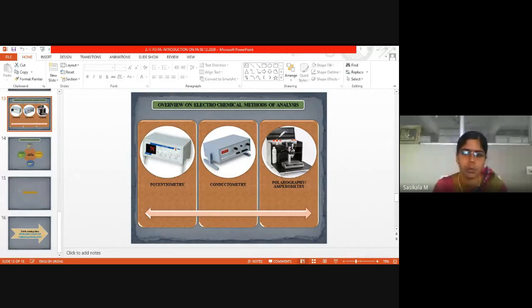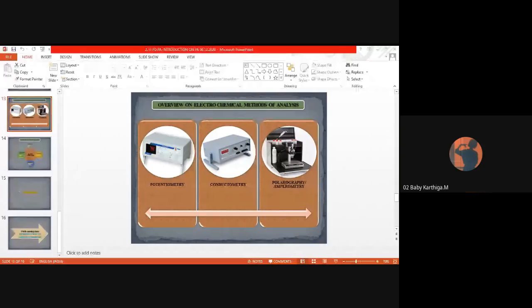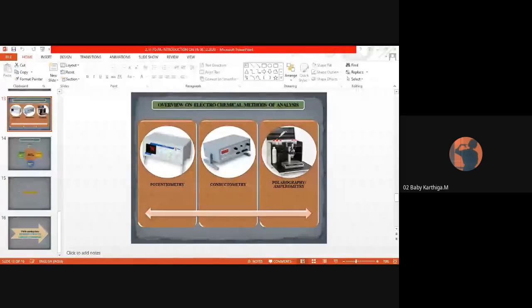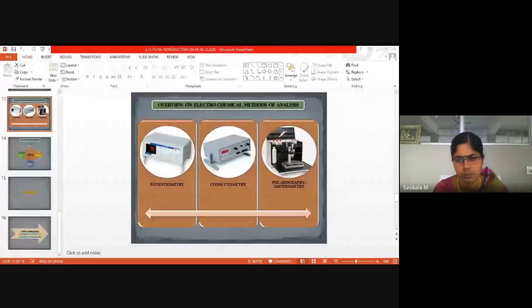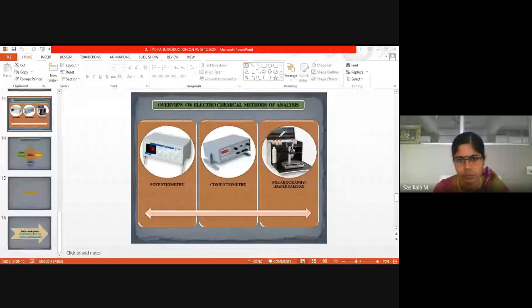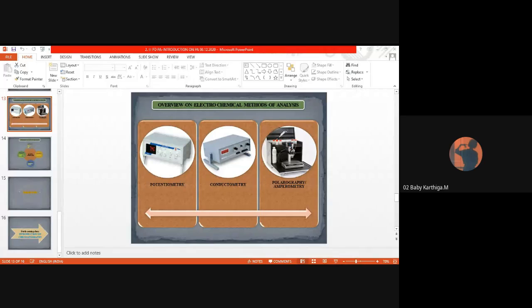Okay, about structural elucidation. Infrared, ma'am, NMR, nuclear magnetic resonance, ma'am. Electron spin resonance, X-ray diffraction, mass spectrometry, ma'am. Miscellaneous, under this polarimetry, thermal analysis. Okay, good.